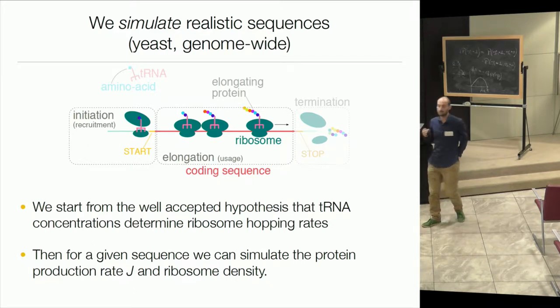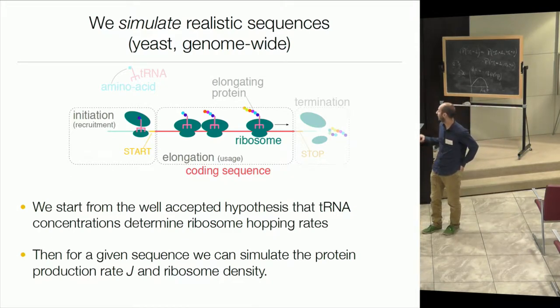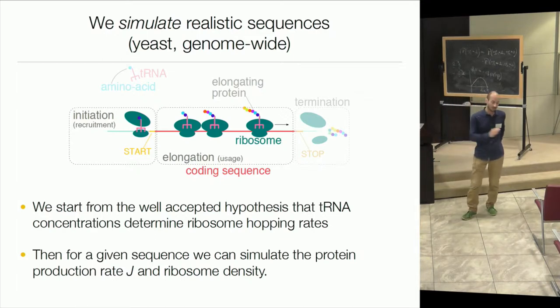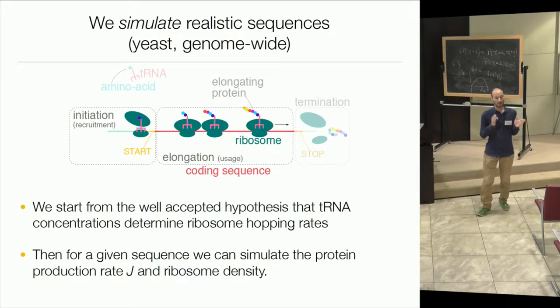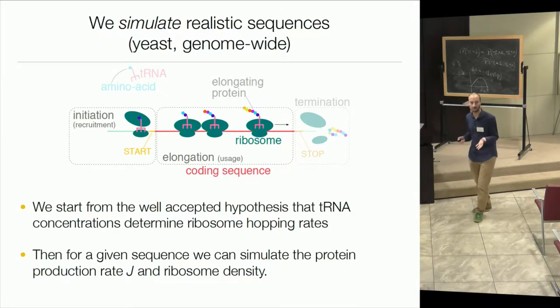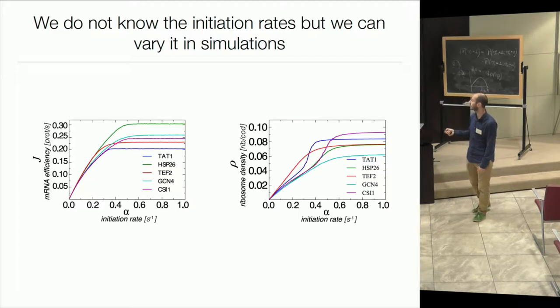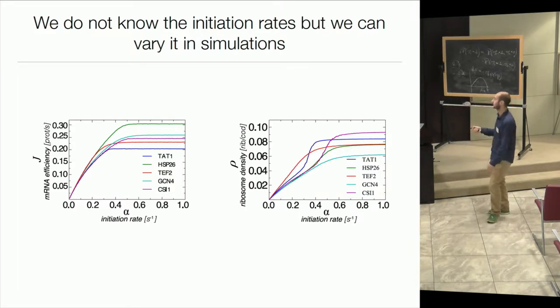What we did a few years ago was a genome-wide simulation of the yeast transcriptome. We started from the well-accepted hypothesis that the elongation rates are given by tRNA abundances. Then we did some small corrections with the wobble-based pairing. For each sequence in the genome, we simulate the current and the ribosome density. The problem is that at the time we didn't have any initiation rate values, so we plotted the current, the protein production rate, and the densities, varying the initiation rate alpha that I was telling you about.